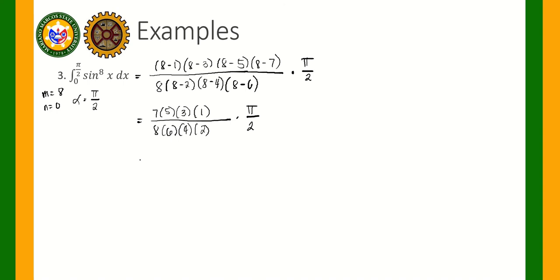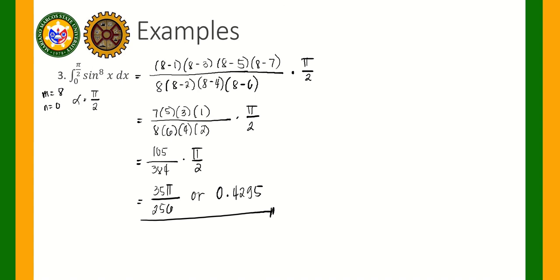So this will be equal to 7 times 5 times 3. Oh, sorry. 7 times 5 times 3 is 105. Over 8 times 6 times 4 times 2 is 384. Times pi over 2. And if we simplify further, our final answer would be 35 pi all over 256. Or in decimal, that is equal to 0.4295. So that is the definite integral for example number 3.